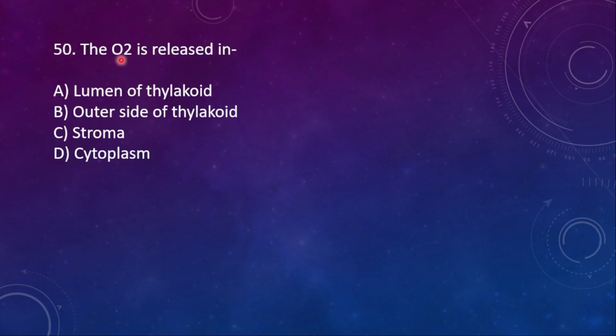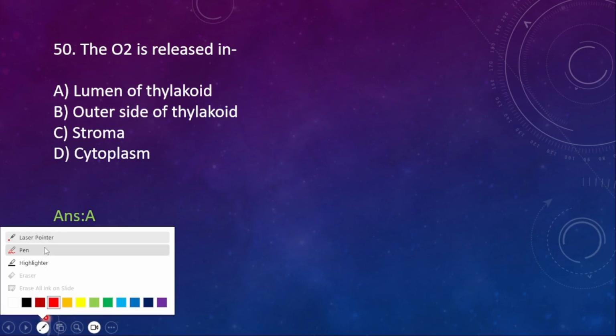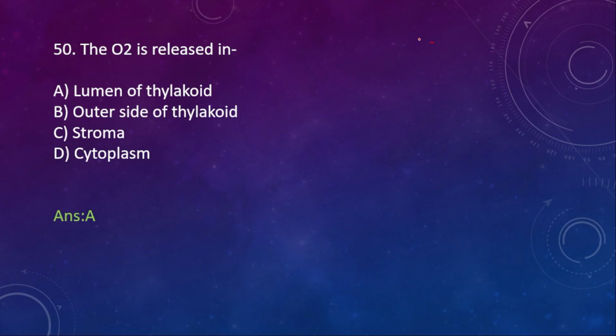50th one, the O2 is released in: A, lumen of thylakoid; B, outer side of thylakoid; C, stroma; D, cytoplasm. Here the right option is option A, lumen of thylakoid. See how actually it will be. If I show you the thylakoid membrane, this is the thylakoid. Thylakoid also has a 2 membrane system, and this is the lumen.